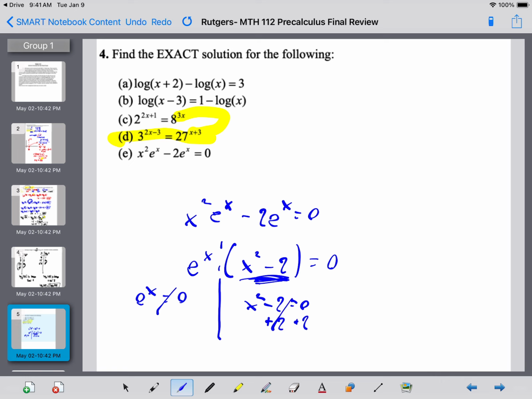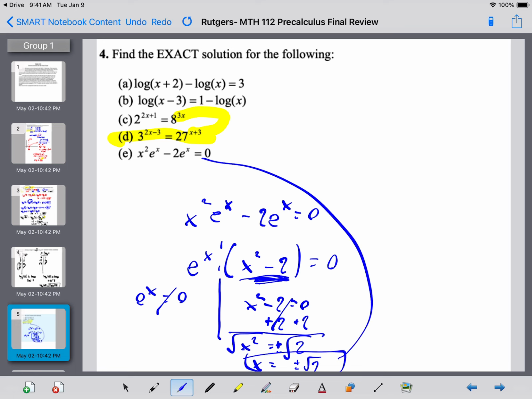So you would add 2 to both sides. We get x squared equals 2. Take the square root of both sides. Remember, you're taking the square root of an unknown, so you must include both plus or minus. And we get x equals plus or minus the square root of 2. And that would be your answer for E.